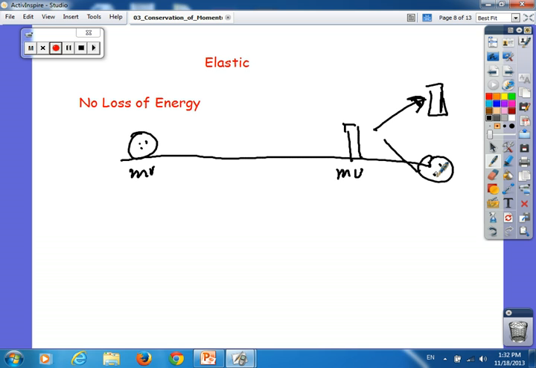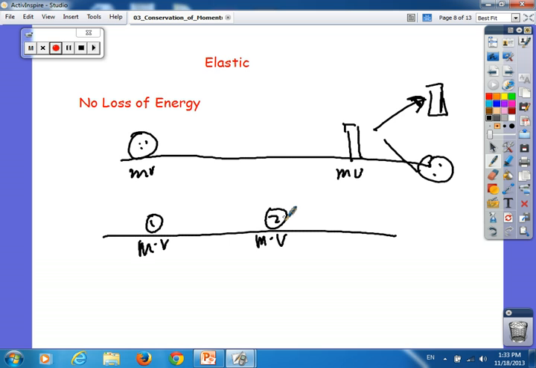Another thing that could happen is with pool balls. It's the same situation: you've got a mass and velocity here, and a mass and velocity here. If you've played pool, say that's a 1 and that's a 2, and you transfer all the momentum directly, then number 1 is going to stop.